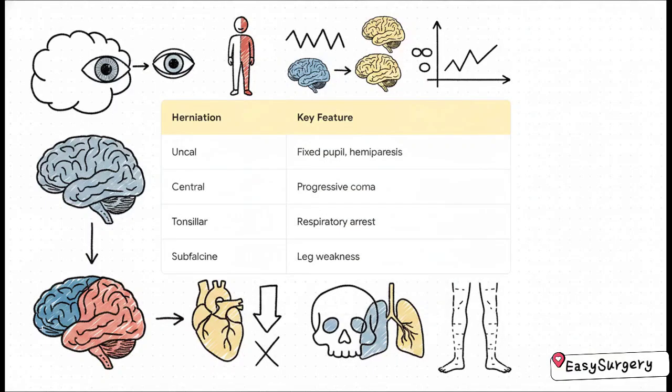Because if that pressure isn't relieved, the brain physically shifts. This is brain herniation. Uncal or transtentorial herniation causes an ipsilateral dilated fixed pupil via CN3 compression, alongside contralateral hemiparesis and reduced consciousness. Central herniation is characterized by progressive coma, bilateral small, then fixed pupils, and abnormal respiration. Tonsillar herniation? Incredibly dangerous. It causes medulla compression that leads to respiratory or cardiac arrest and is often fatal. Finally, subfalcine herniation compresses the anterior cerebral artery, which presents as leg weakness.